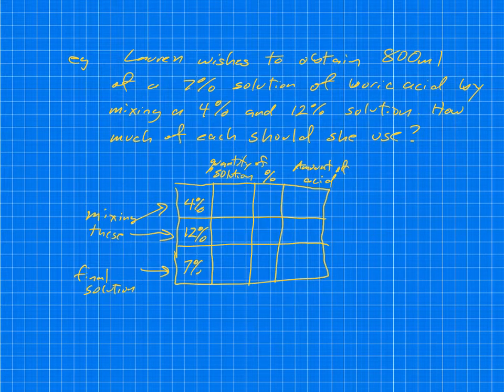Once I start putting the numbers in, it'll make more sense. Quantity of solution times percent. The quantity of the solution. So how much 4% solution am I putting in here? How much final solution do I have? 800 milliliters. So where does that go? Down here.